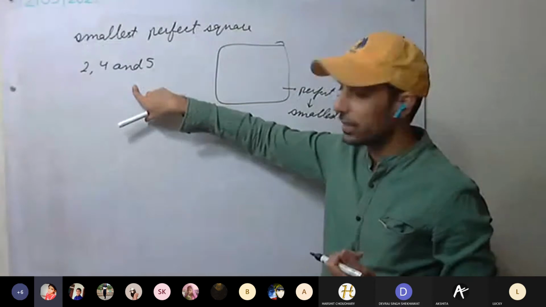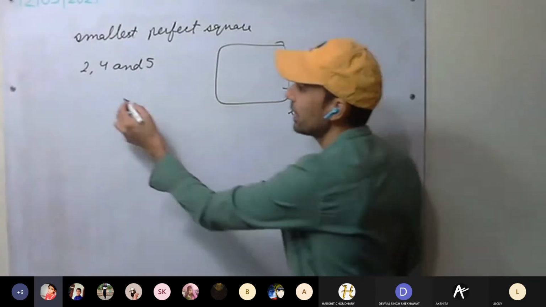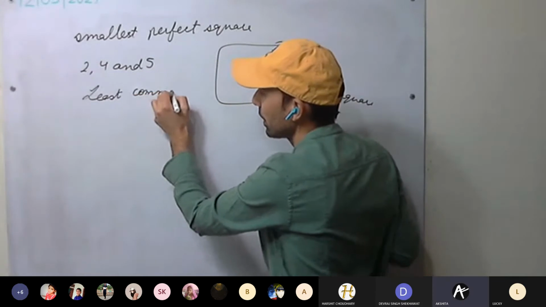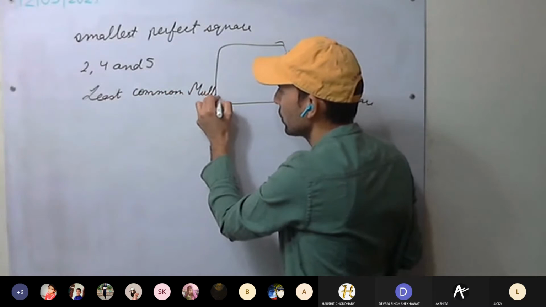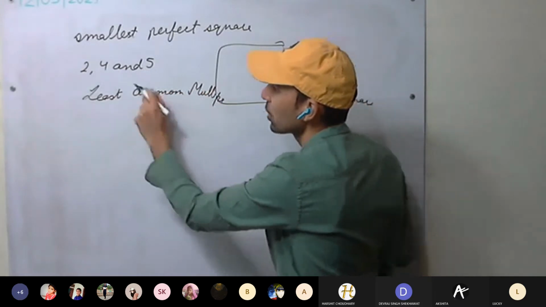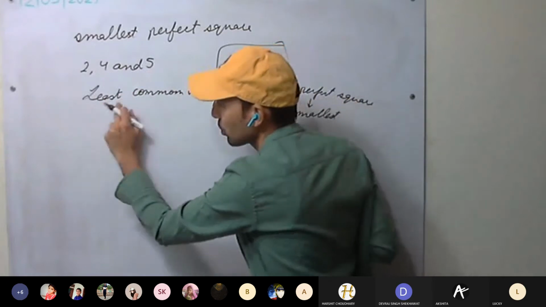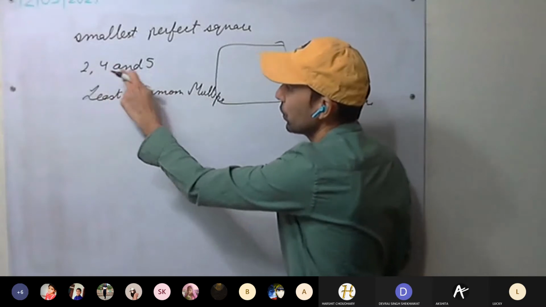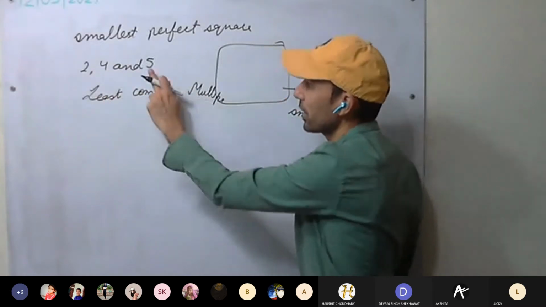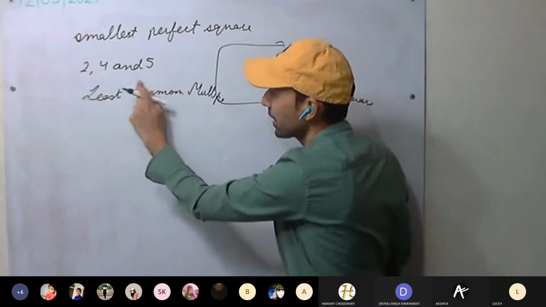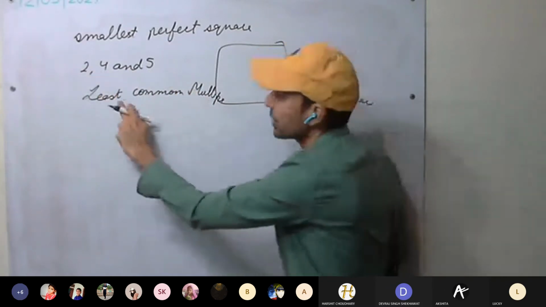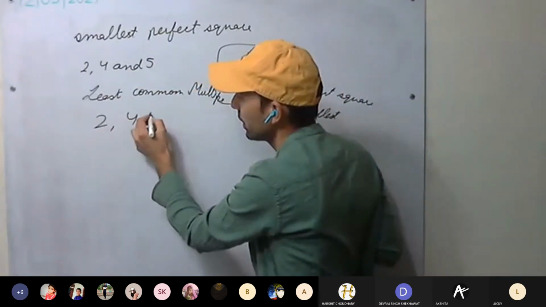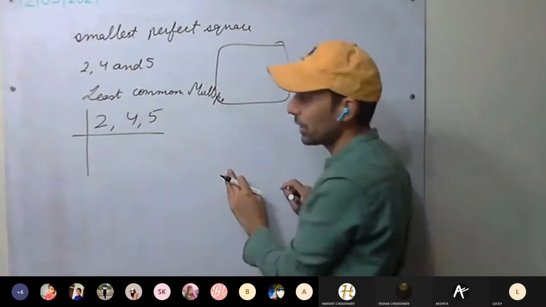How have we found the 20? By finding the smallest, the least common multiple, LCM. We have found the multiple which is common to these three and which is smallest. Understood this one? Least common multiple means a multiple of 2, 4, and 5. It has to be a multiple, common to these three, and the smallest as well.